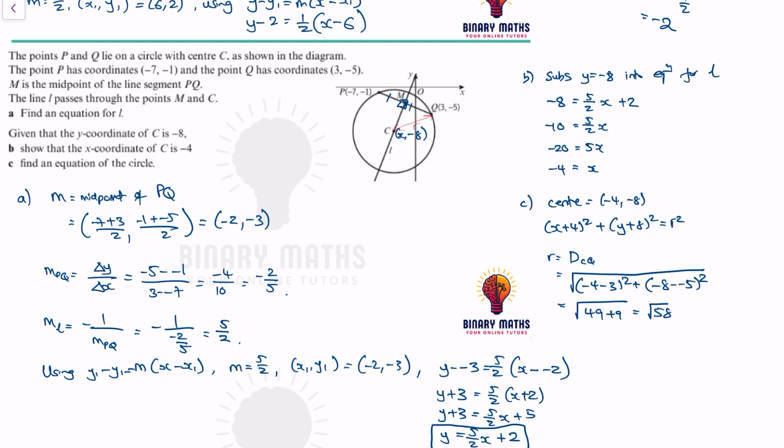Now that I know this, my answer would be (x + 4)² + (y + 8)² = radius squared, which is equal to 58. So that would be my equation for the circle.